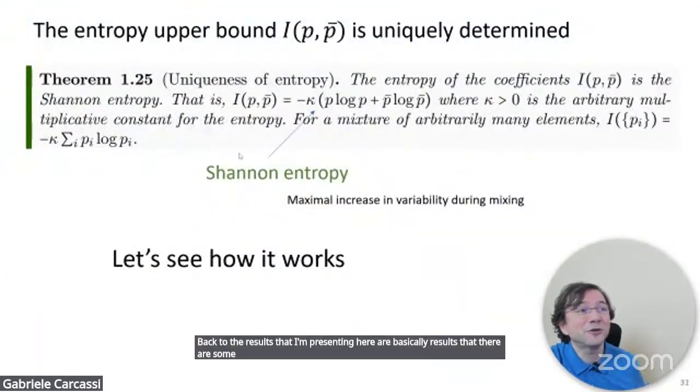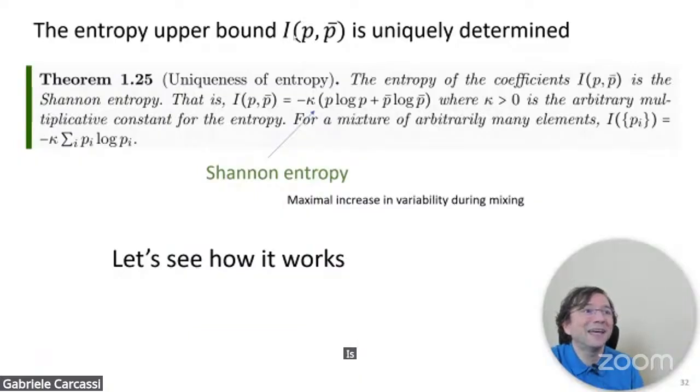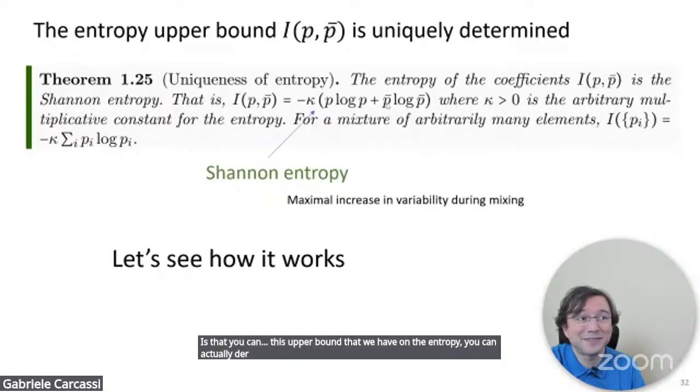So the first thing that you can do is, with this upper bound that we have on the entropy, you can actually derive that it's the Shannon entropy.